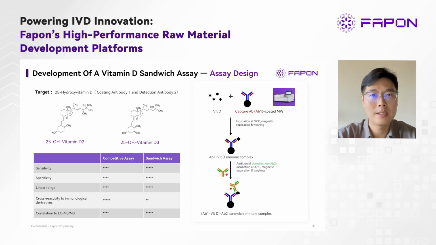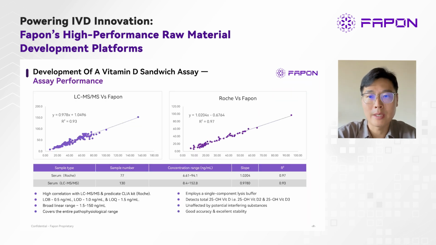On the right side is our assay protocol, which has been validated on the chemiluminescence immunoassay analyzers that we have developed internally. But the assay can also be widely implemented on other CLIA systems as well. Now taking a quick look at the assay performance, our assay showed great sensitivity with the LOQ at 1.5 nanogram per ml. The assay range is between 1.5 and 150 nanogram per ml, which well covers the entire pathophysiological range of vitamin D detection.